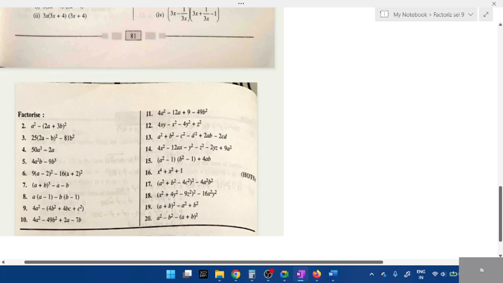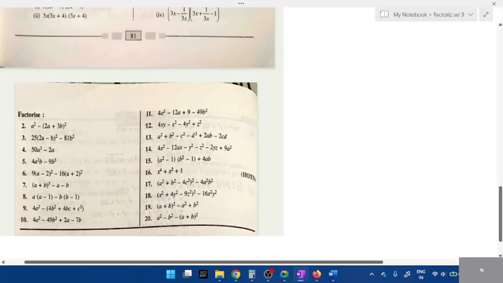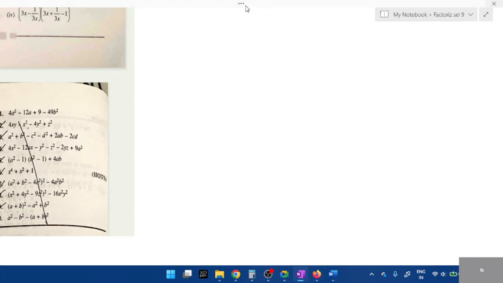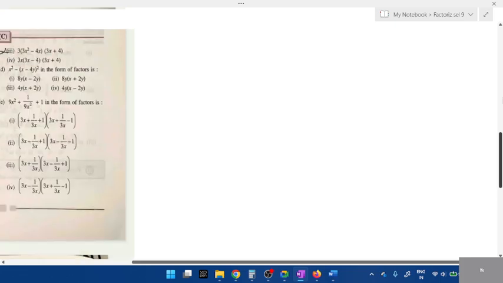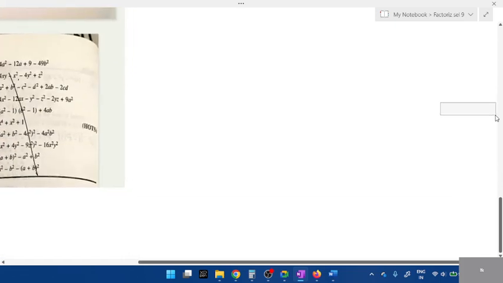Which one? From 12? From 12 to 20, right? Okay, all these are cancelled. Now what? Which concept? a square minus b square concept. Okay. See, next exercise, students. Next exercise. This one is a little confusing.